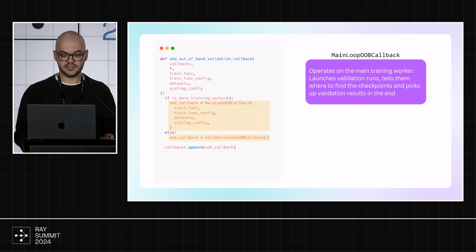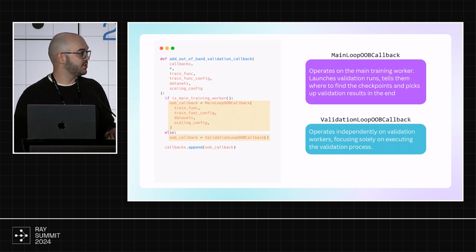The other state is when you're running in the validation-only runs, and there we have a validation loop out-of-band callback, which operates independently on validation workers. It focuses solely on executing the validation process, but it also has to download the model checkpoint, set everything up, capture the validation metrics, and then once validation is performed, report these metrics back to the main trainer.